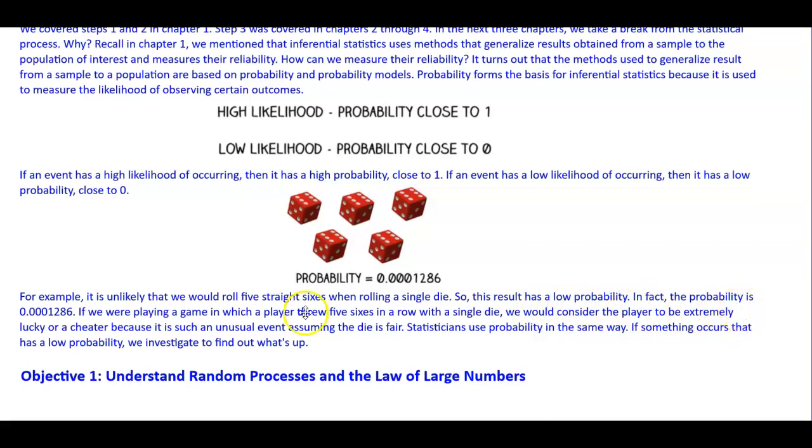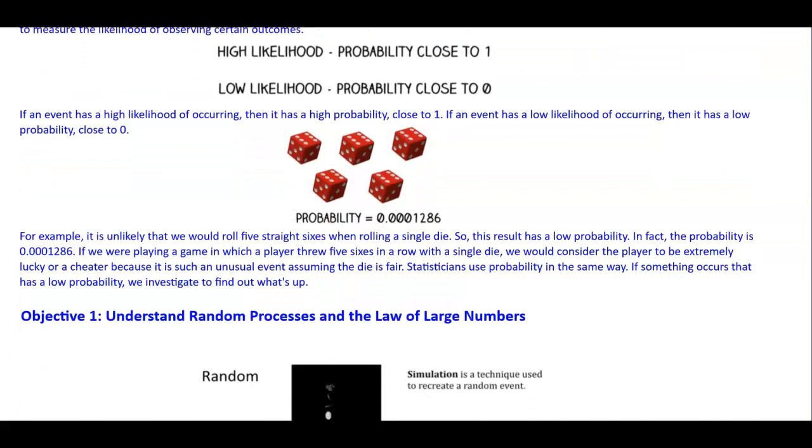In fact, the probability is 0.0001286. If we were playing a game in which a player threw 5 6s in a row with a single die, we would consider the player to be extremely lucky or a cheater because it is such an unusual event, assuming the die is fair. Statisticians use probability in the same way. If something occurs that has a low probability, we investigate to find out what's up.